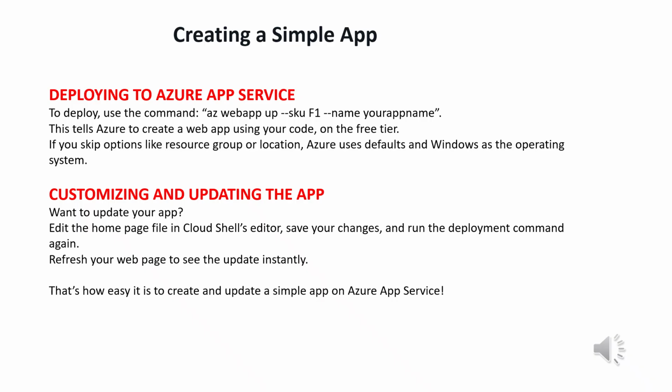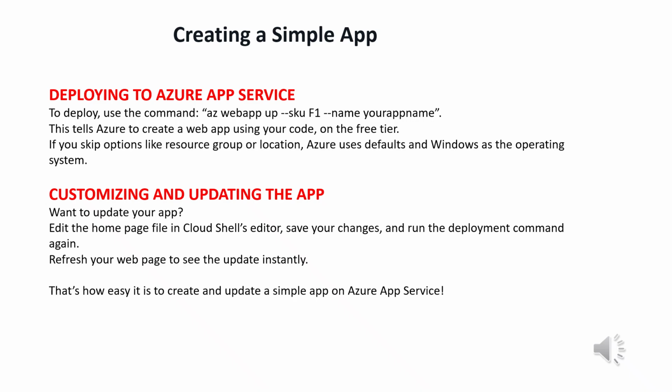To deploy, use the command az webapp up --sku F1 --name your app name. This tells Azure to create a web app using your code on the free tier. If you skip options like resource group or location, Azure uses defaults and Windows as the operating system.